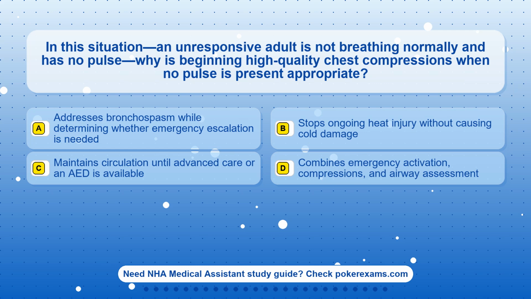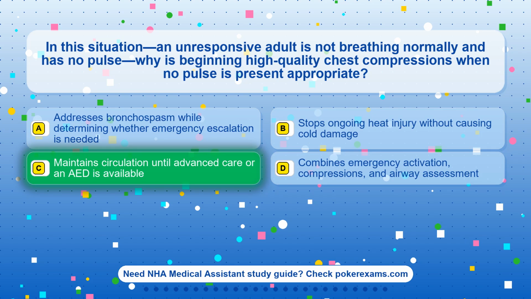Question 19. In this situation, an unresponsive adult is not breathing normally and has no pulse. Why is beginning high-quality chest compressions when no pulse is present appropriate? Option A. Addresses bronchospasm while determining whether emergency escalation is needed. Option B. Stops ongoing heat injury without causing cold damage. Option C. Maintains circulation until advanced care or an AED is available. Option D. Combines emergency activation, compressions, and airway assessment.